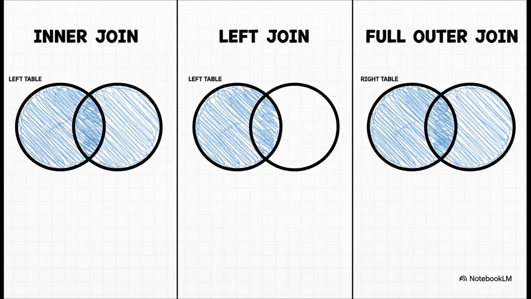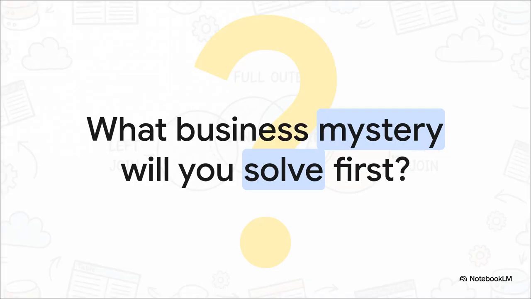And here are the commands that map directly to those goals. This is your toolkit. If you only want perfect matches, you use inner join. If you absolutely have to keep everything from your first table, you use left join. And if you need that complete picture of both tables, including all the gaps, you use a full outer join. So with just these 3 commands, you're not just looking at separate tables anymore. You're connecting them to find the stories that were hidden in the data all along.